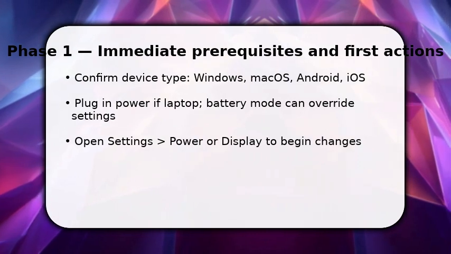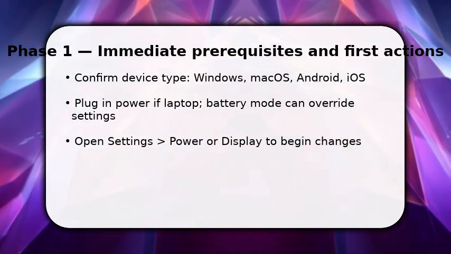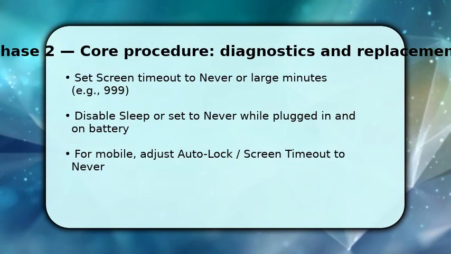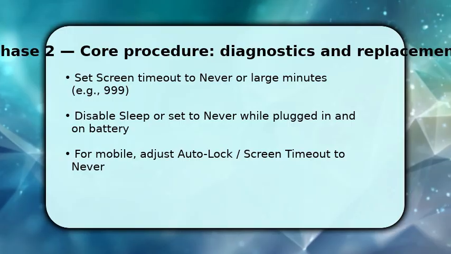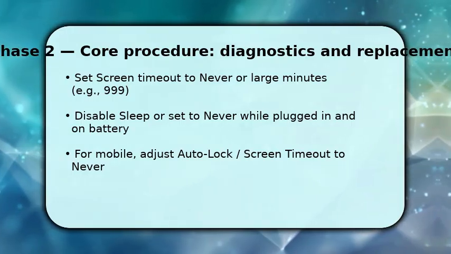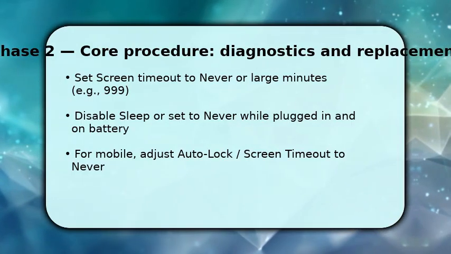Now you change the actual timeout values and sleep behavior. Choose Never for screen timeout or pick a very long interval. On Windows, change both on battery and plugged into the same value. On Mac OS, set display sleep to never and prevent system sleep when display is off if needed.